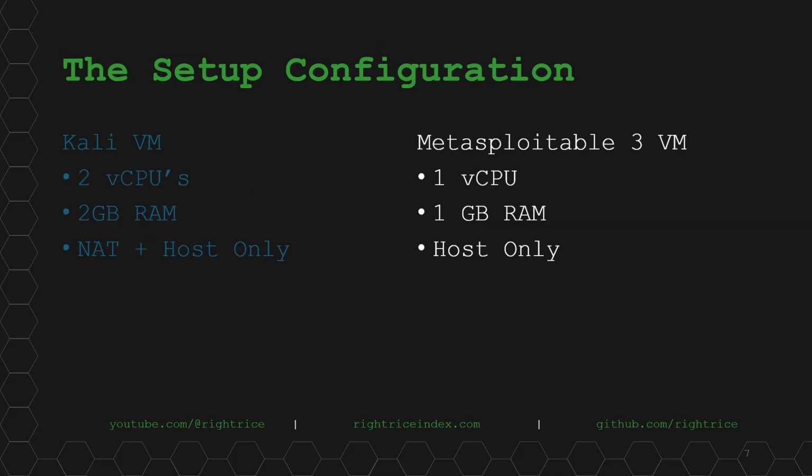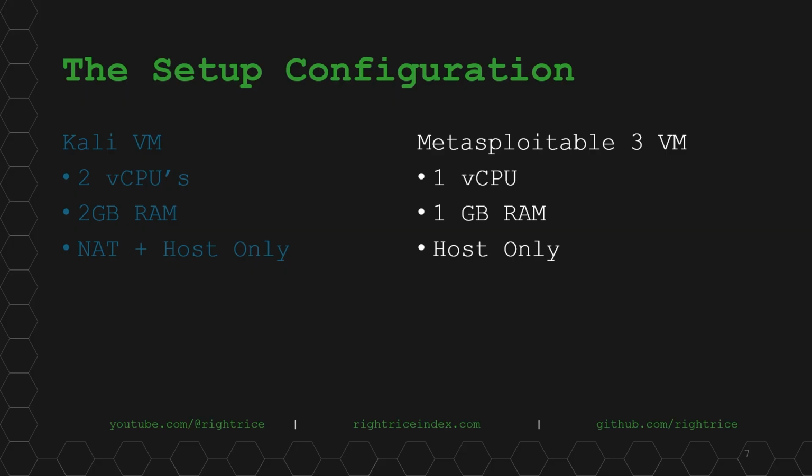For our config, we're going to keep Kali at 2 virtual CPUs. That's what the V stands for, virtual. 2 gigs of RAM, and then we're going to be doing NAT and host-only. This is really important: Kali has NAT and host-only. NAT would basically be your normal internet. What your host computer uses for internet, it's going to pass along to your Kali VM.